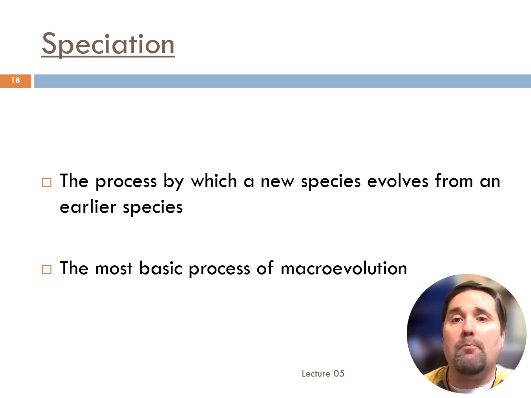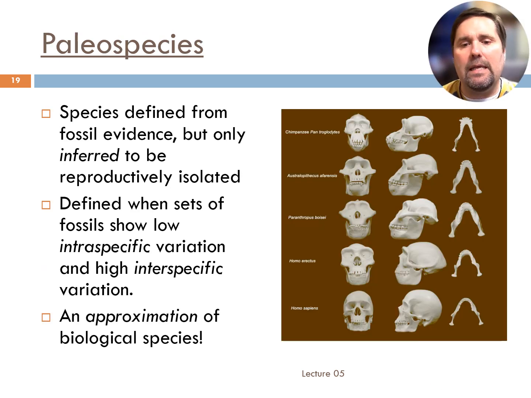Fossil species are not biological species at all, really. They're paleospecies, species defined from fossil evidence, inferred to be reproductively isolated. That is, we've looked at the skeletal evidence and decided that these animals were similar enough to one another, that is, intraspecific variation is low, and different enough from other animals, that is, interspecific variation is high, that they probably constituted a species. We make that decision based on how much variation can be seen in modern similar species, species which are usually considered to be their descendants.